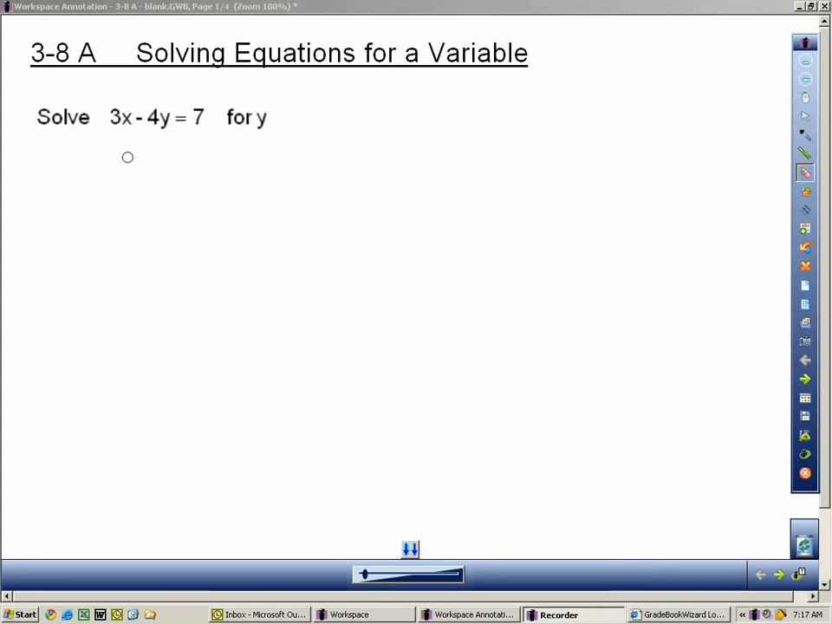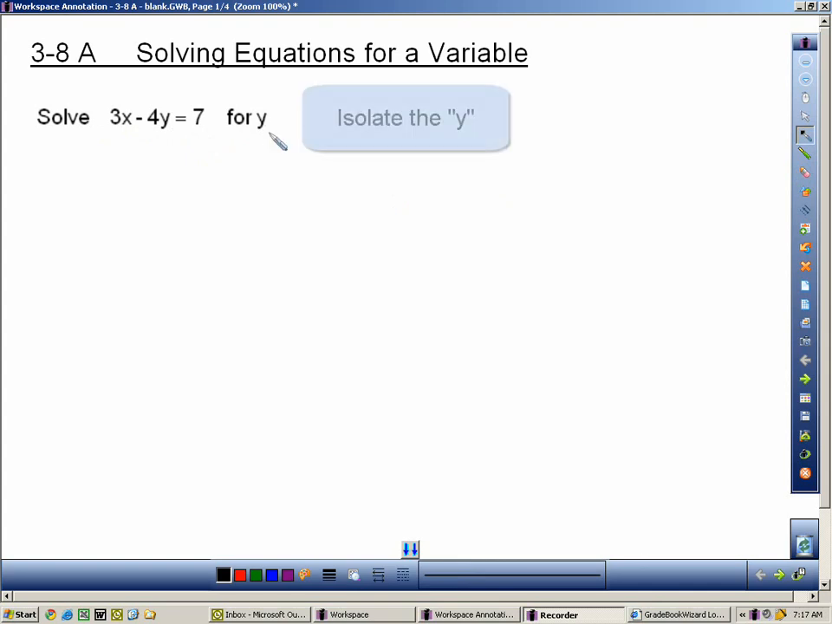This is section 3.8a, solving equations for a variable. In this section, you're going to have problems that ask you to solve for a certain variable. In this example, we're being asked to solve for y. So you're going to have to write everything in terms of y, which means isolate the y and get all the other terms on the other side away from the y.